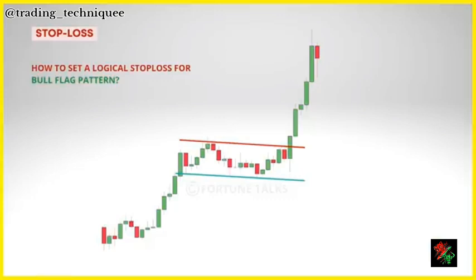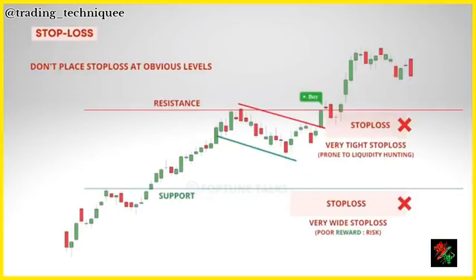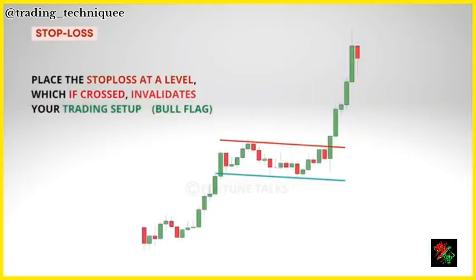So how do you set your stop loss when trading the bull flag pattern? You don't want to set your stop loss at obvious levels like supports and resistances, swing highs or lows, etc. And why is that? Because you can get your stop loss hunted easily. It is as obvious a level to you as it is for others, including the smart money. So how do you get a proper stop loss setup? It's simple. Your stop loss should be at a level that, if crossed, invalidates your trading setup.